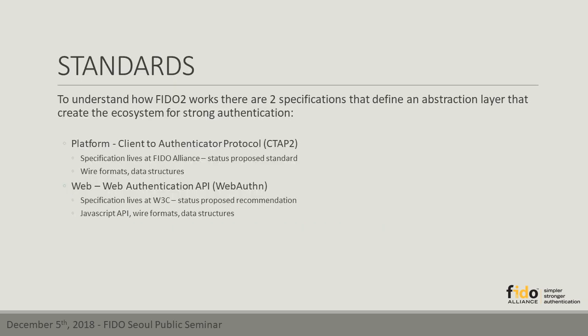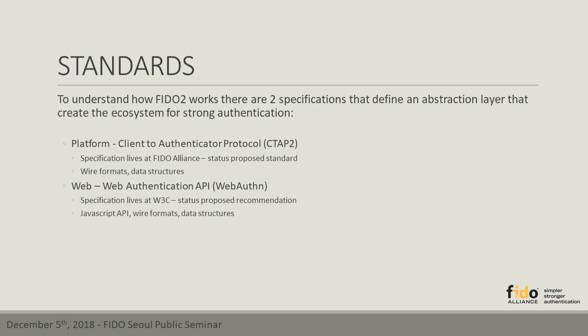So the first thing, on the standards part, is to understand how FIDO2 works. There are two specifications that define the abstraction layer to create the identity, to create the ecosystem for strong authentication. First, we have the Client to Authenticator Protocol, CTAP for short. This specification lives at the FIDO Alliance. Work is done in the FIDO Alliance on this particular specification, and it's in proposed standard status today. CTAP defines wire formats and data structures, and we'll go over that a little bit later.